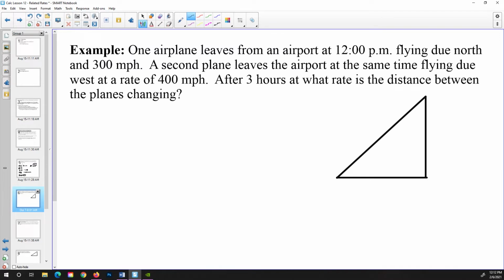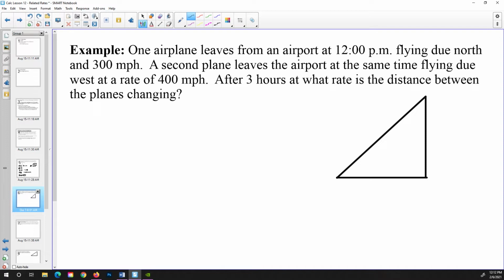A second example. An airplane leaves an airport at 12 p.m. flying due north at 300 miles per hour. A second plane leaves the airport at the same time flying due west at a rate of 400 miles per hour. After 3 hours, at what rate is the distance between the planes changing? As a note, there is a more elegant solution using vector math from physics.